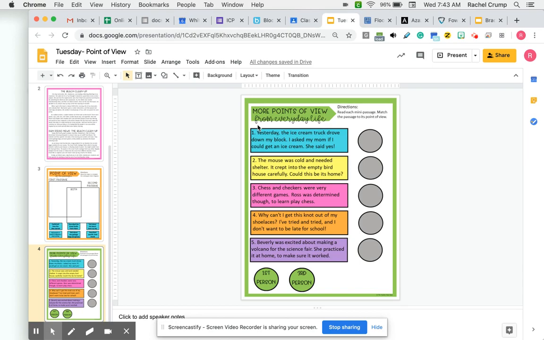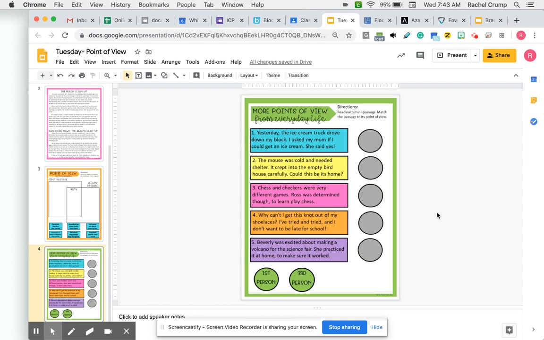So here we go. Number 1. Yesterday, the ice cream truck drove down my block. I asked my mom if I could get an ice cream. She said yes. Is that first person or third person? Is the person telling the story the person actually looking for ice cream, or just watching someone get ice cream?